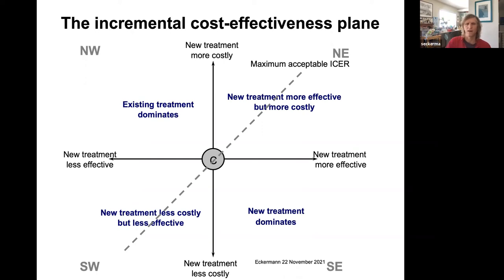And below that line, we say something's cost effective. Above that line, or to the northwest, we say it's not cost effective. And that's in deterministic analysis. And obviously we can draw distributions or clouds around whatever point estimates we have for doing things under uncertainty.